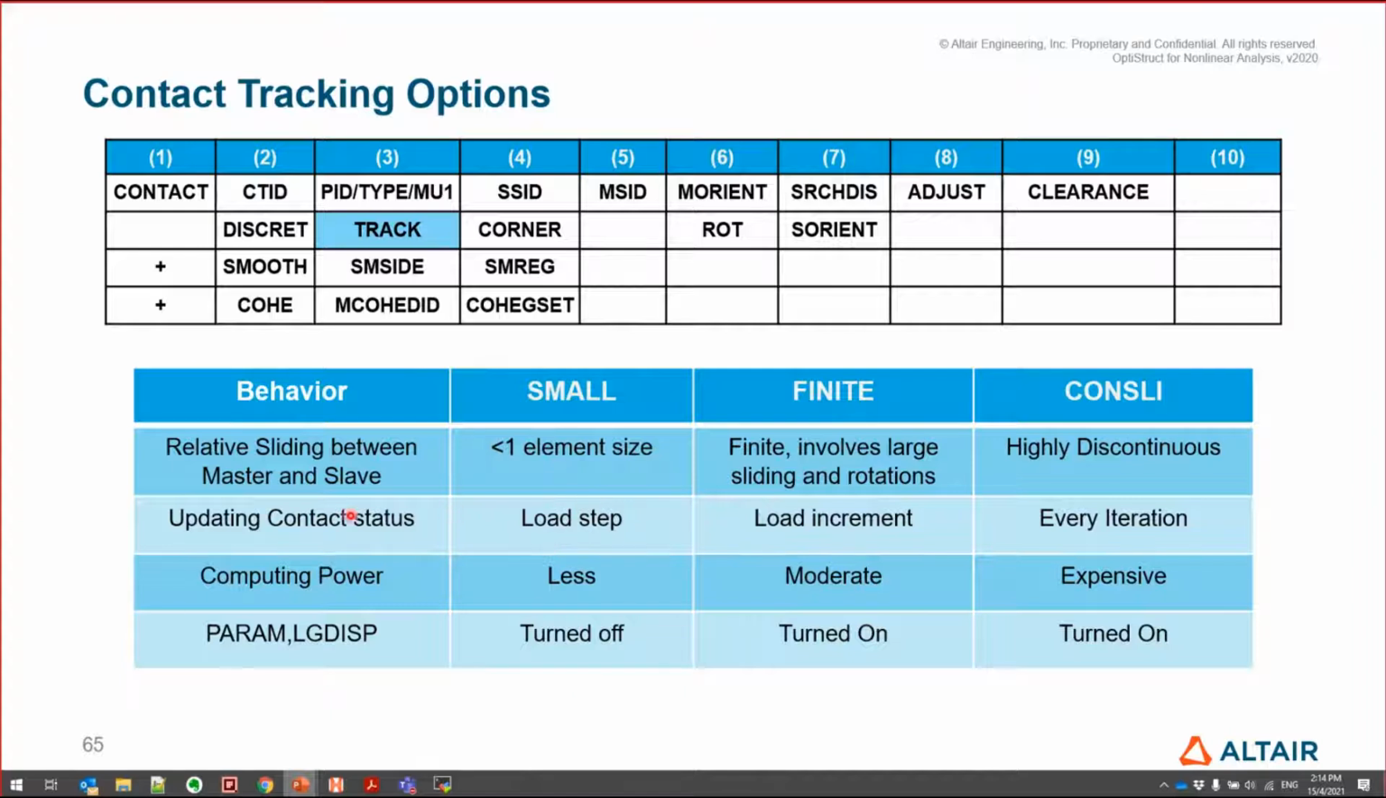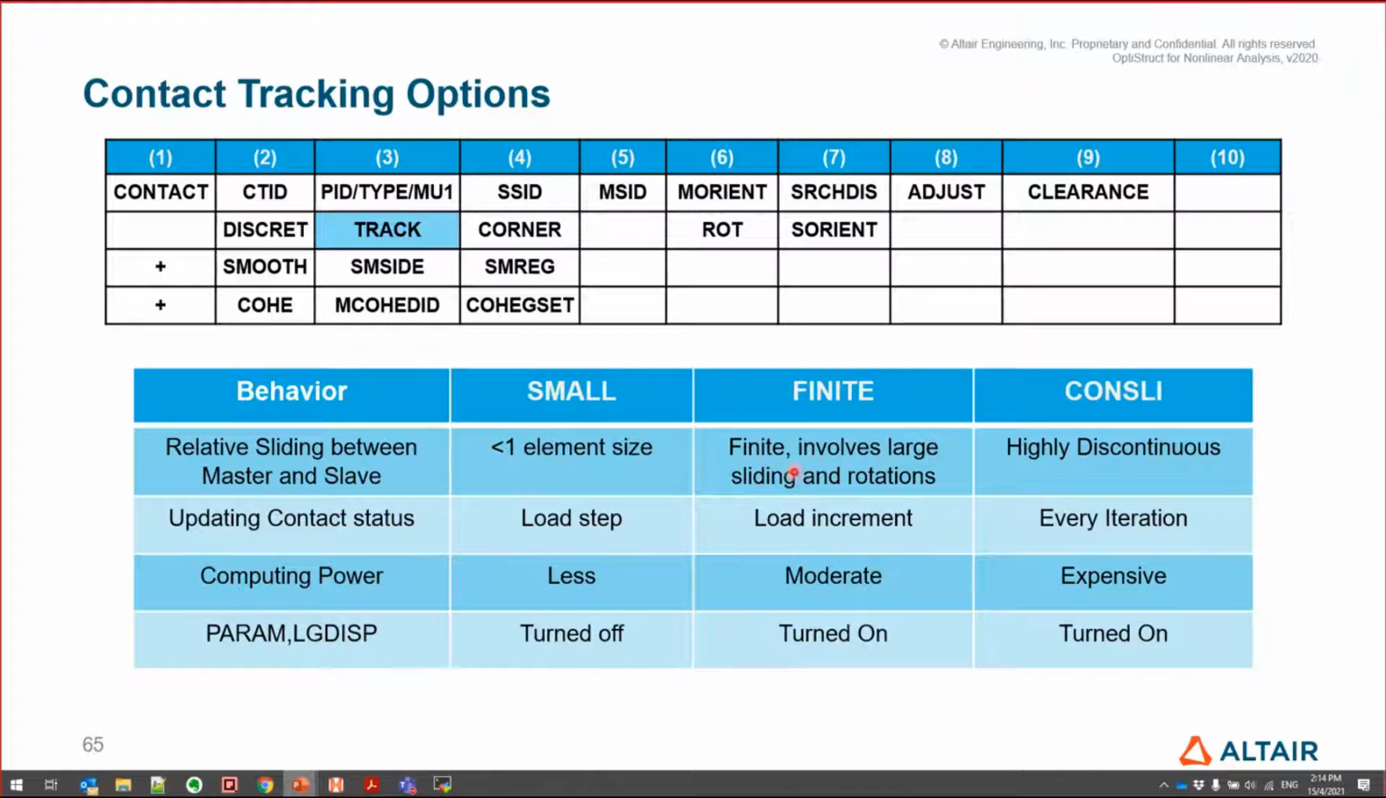Of course, with contact that doesn't get updated, the computing power will be less, so it's going to solve faster. But it doesn't actually solve for large displacement. Here we assume that the displacement is going to be small. If you need large displacement, small tracking will not be relevant, because you are expecting a really large displacement. If you're talking about a large displacement simulation, you need to go for finite.